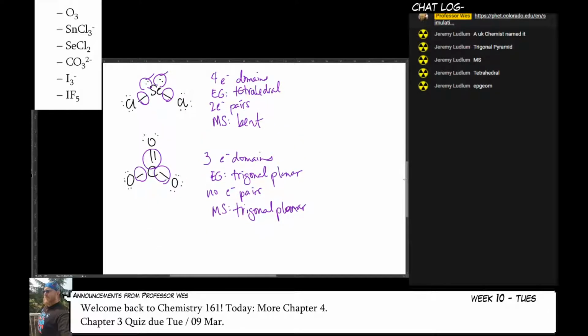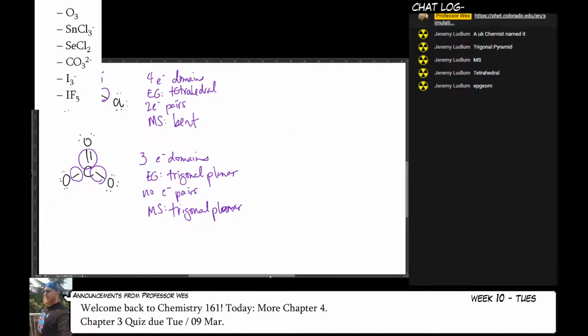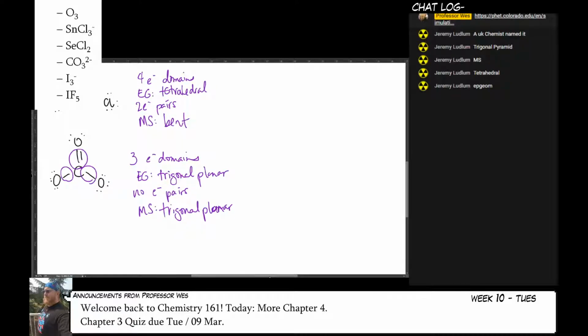Oh, ran out of space, so we'll go over here. For I3-, we get something that looks like this. How many electron domains around the central atom? 1, 2, 3, 4, 5.